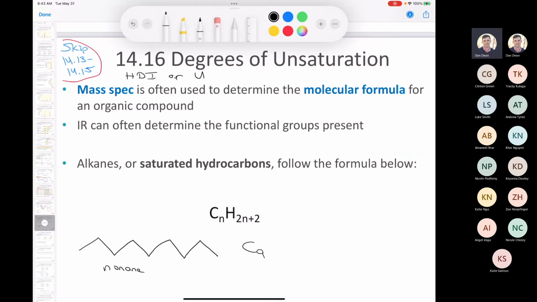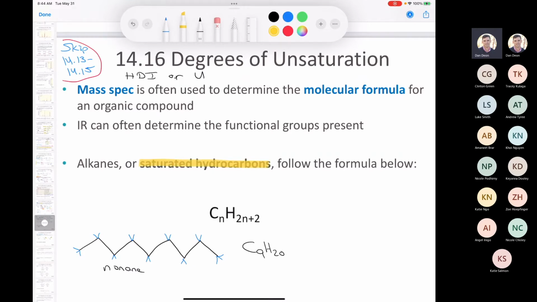So that would be 20 carbons, right? 2 times 9 is 18, plus 2 gives you 20. So it's C9H20. Let's count here. I'll just put little blue marks where the hydrogen should be. 1, 2, 3, 4, 5, 6, 7, 8, 9, 10, 11, 12, 13, 14, 15, 16, 17, 18, 19, 20. Wow, it works. All right, so that is the formula that we use for a saturated hydrocarbon.